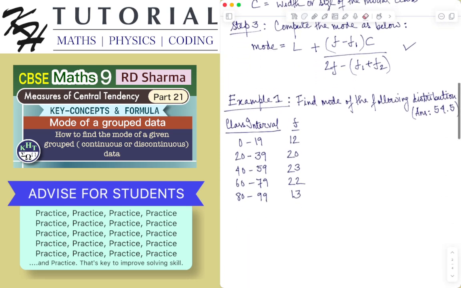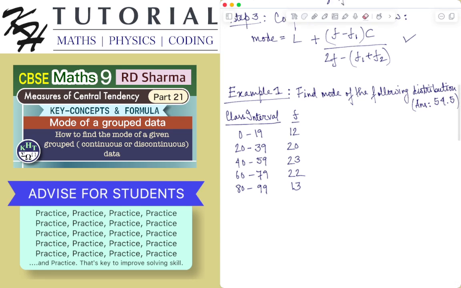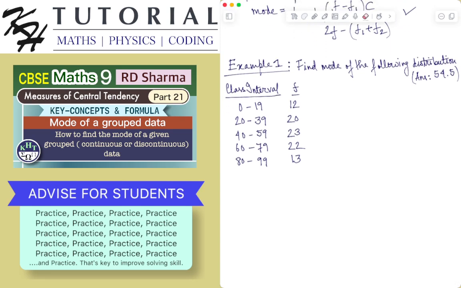In the first problem, we have to find the mode of the following distribution. We can see the class intervals given are in the inclusive form, that is discontinuous, because the upper limit of any class is not equal to the lower limit of the next class, and there is a difference of 1 between them. So we have to first convert the class intervals to a continuous or exclusive form. Here d is equal to 1, so d by 2 will be equal to 0.5.